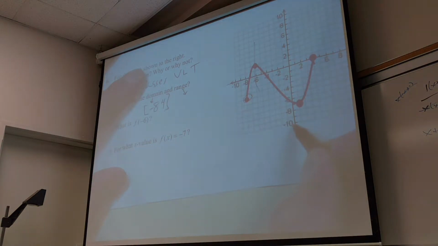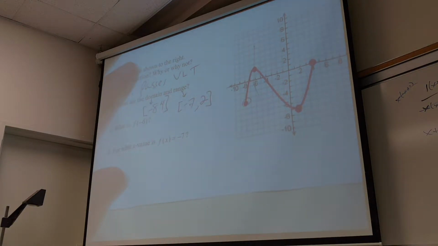Same thing on the y-axis. What's the first output that I see? -7. Right, as I move along, the first output I see is -7. And what's the last output I see? 2. Because beyond that, there's nothing left and right.